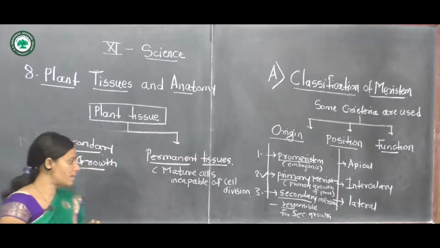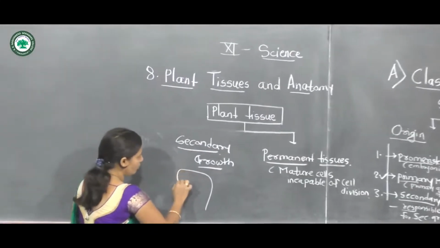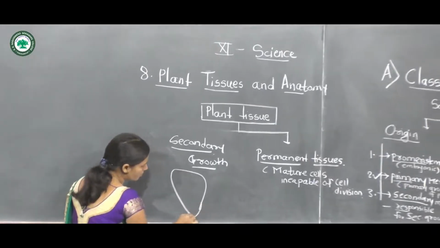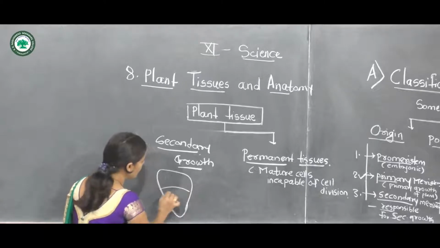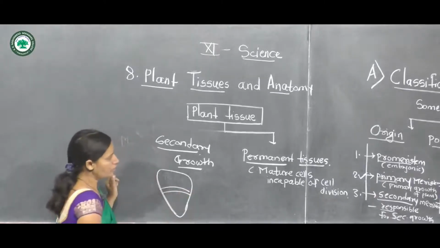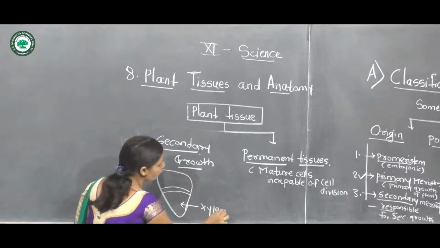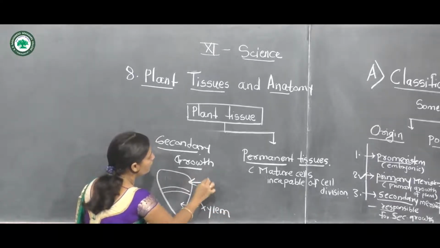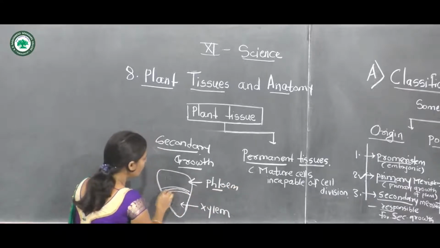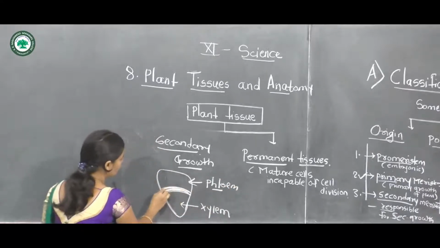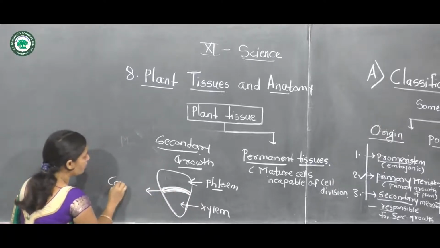First of all, secondary growth. Secondary growth means the formation of the vascular bundles. Now these vascular bundles contain tissues like the xylem, phloem, and the middle tissue, which is the cambium.